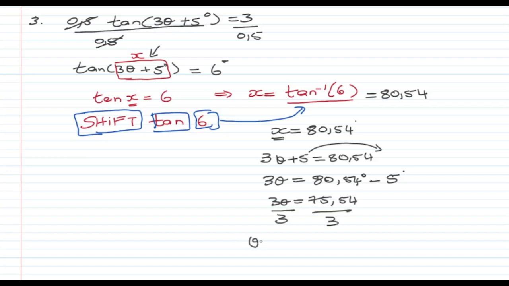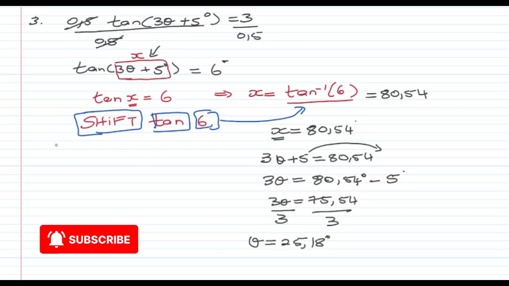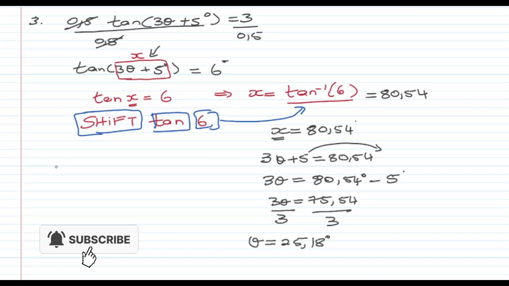Therefore, what is your angle theta equal to? When you punch this on the calculator, this gives us 25.18. And that's it for this lesson. This is how you simplify trig equations.